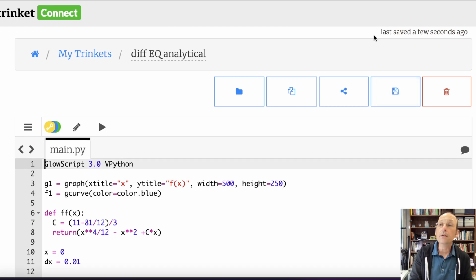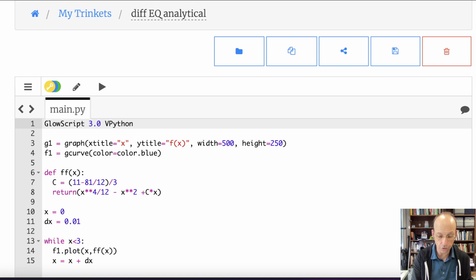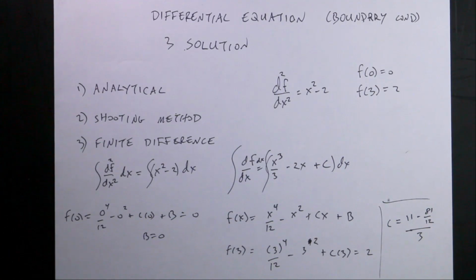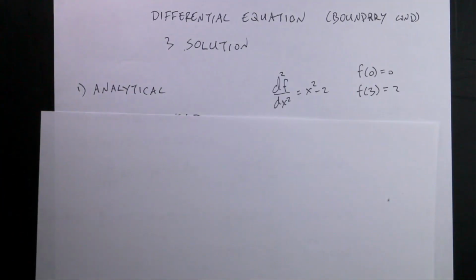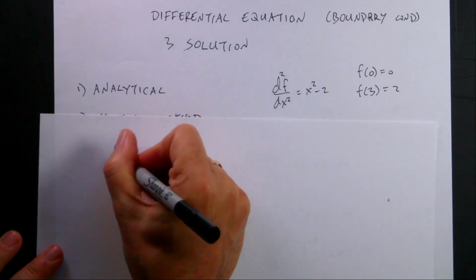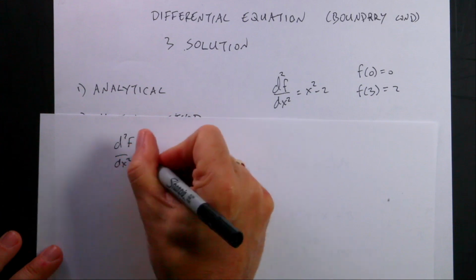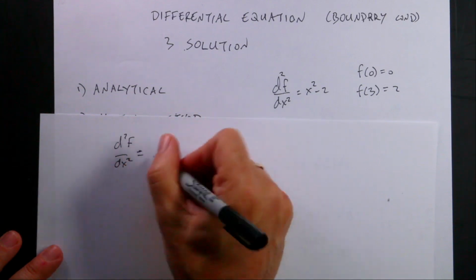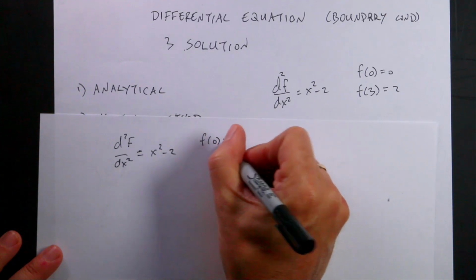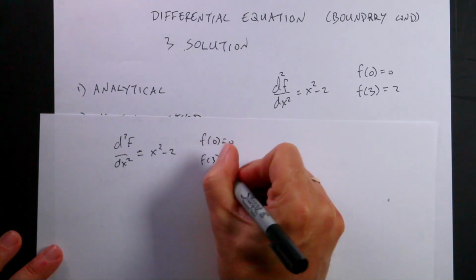Okay. Now, the shooting method. We're going to use the shooting method. Let me go back over to the paper and we'll do the shooting method for the same problem. Okay, so here is my, I'm going to copy down my equation. The second derivative of f with respect to x squared is x squared minus 2, and f of 0 equals 0, f of 3 equals 0.